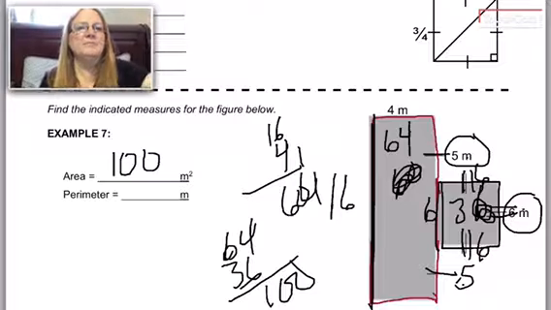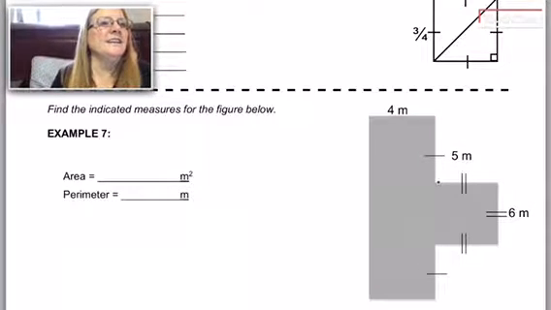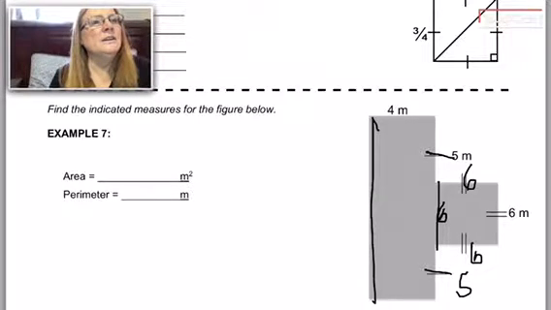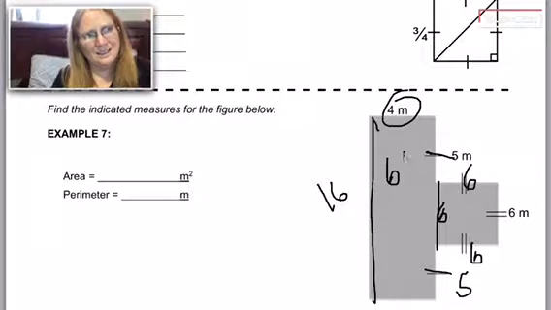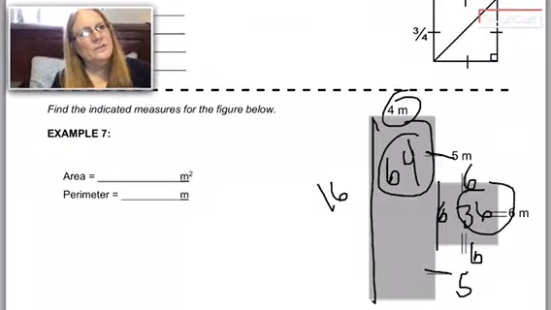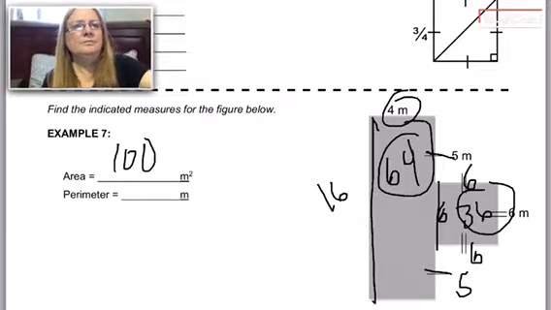I should probably erase that and show it again. Okay, this was 6 here. All these 2 marks are 6. All the 1 marks are 5. So this ended up being 16 times 4, which was 64. And this was 6 times 6, which is 36. So you had 64 and 36, and your area is 100.